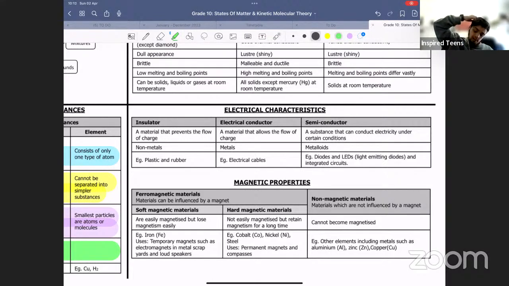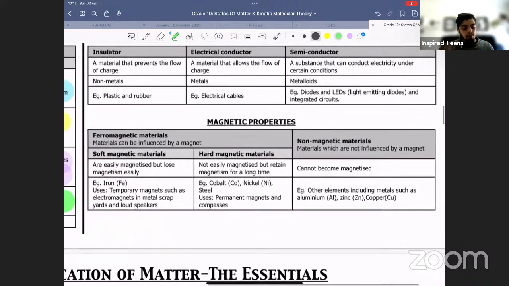Then we have electrical conductors. They are materials that allow the flow of charge, for example, metals, electrical cables, or materials such as copper. Semiconductors are conductors that can conduct electricity under certain conditions. These are our metalloids, for example, diodes, LEDs, and integrated circuits. Only under certain conditions can they conduct electricity. Let's look at some magnetic properties.